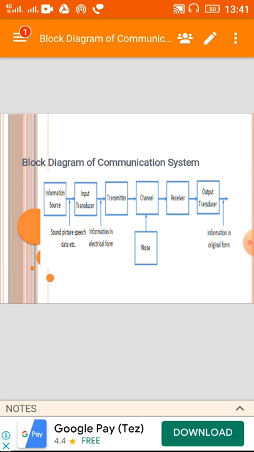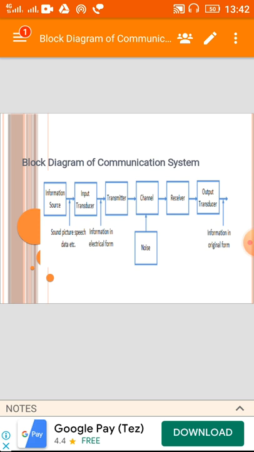The main function of the receiver is to reproduce the message signal in electrical form from the distorted received signal. This reproduction of the original signal is accomplished by a process known as demodulation or detection. Demodulation is the reverse process of modulation carried out in the transmitter.